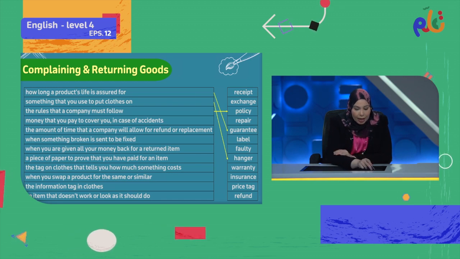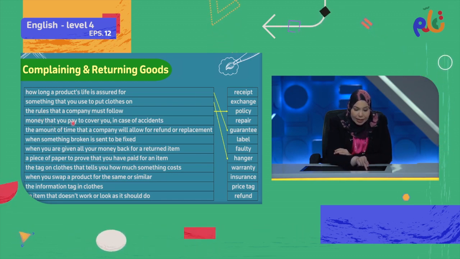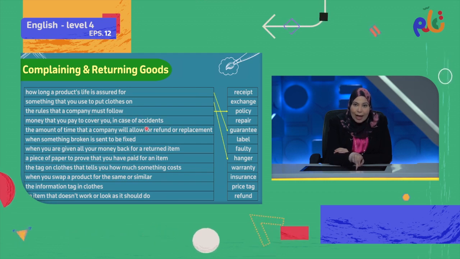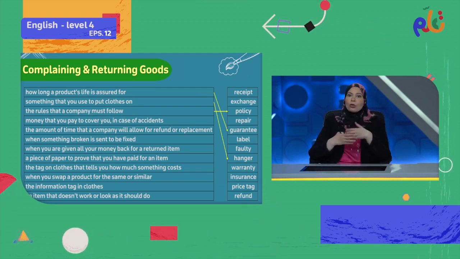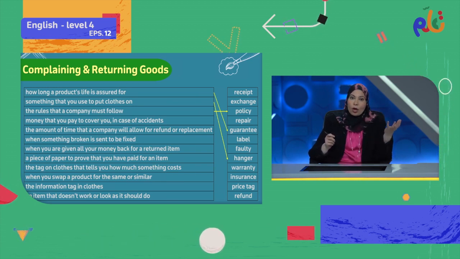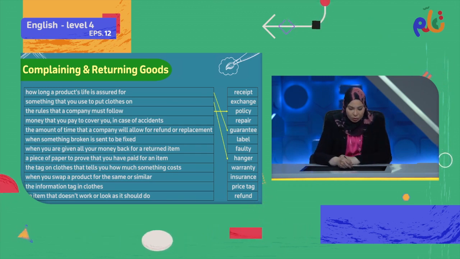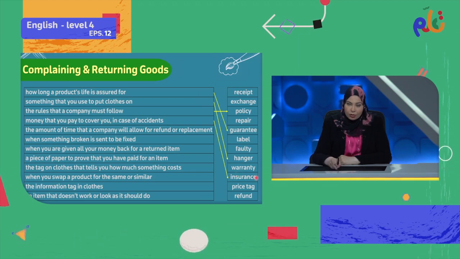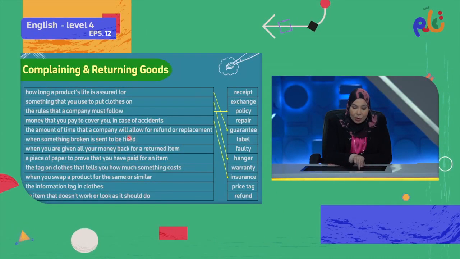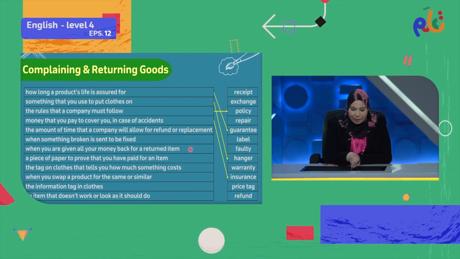And then we have the money that you pay to cover you in case of accidents, and it's not only you, it's to cover anything. So it might be there to cover a car, a mobile or yourself. This is called the insurance. So for example, if you have a problem with the car, you can say that the car is insured, which means if you face any problem, you will not pay any money. And then the amount of time that a company will allow for refund or replacement.